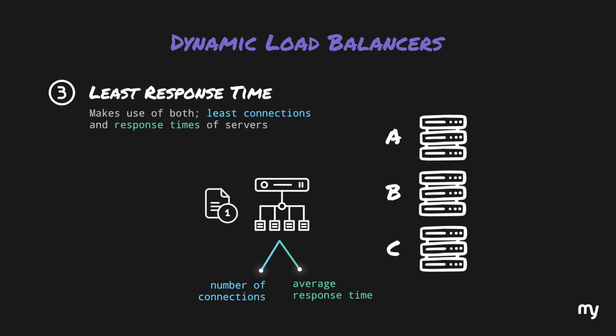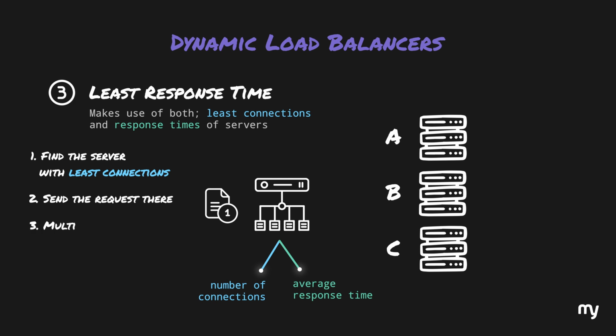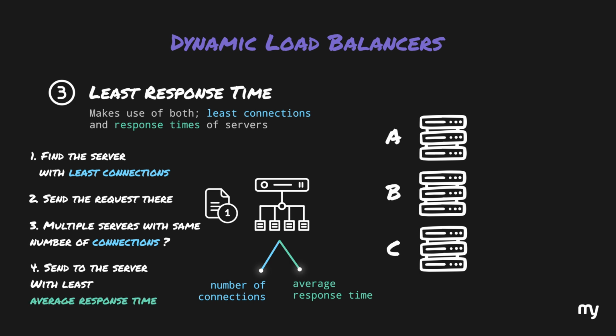When a request comes in, first the load balancer finds the server with the least connections and sends the request there. If there are multiple servers with the same number of connections, then it chooses the one with the least average response time. For example, if server A has 10 connections, server B has 20, and server C has 5, server C will be chosen because it has the least connections.